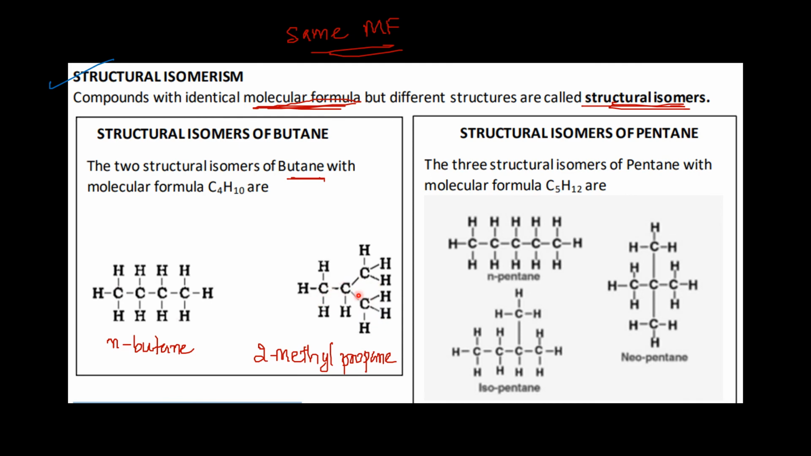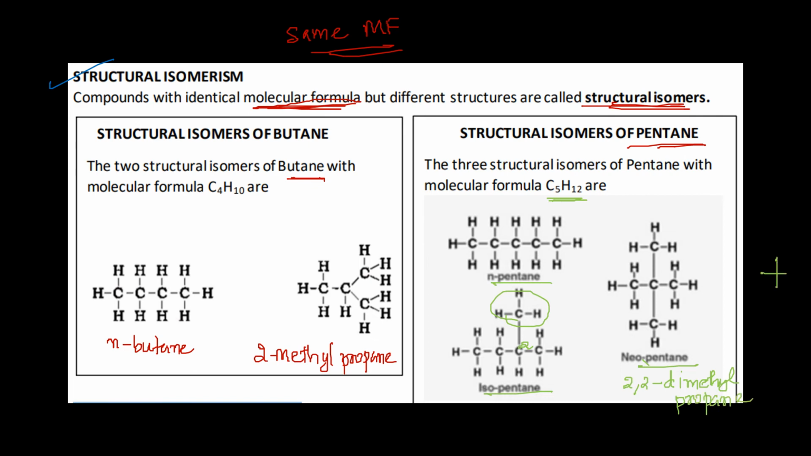How to find the straight chain first: the straight chain contains 3 carbon atoms, so propane. And at the second carbon atom there is a substituent, a methyl substituent, so 2-methyl propane. Similarly, the structural isomers of pentane. The 3 structural isomers of pentane have the molecular formula C5H12. You can see this is normal pentane, this is neopentane, and this is isopentane. Isopentane has a methyl substituent on the second carbon atom, so 2-methyl butane, and this is 2,2-dimethyl propane, that is neopentane.